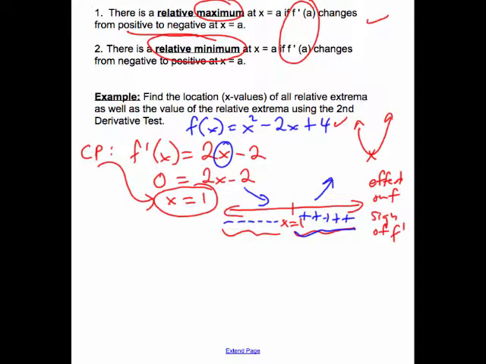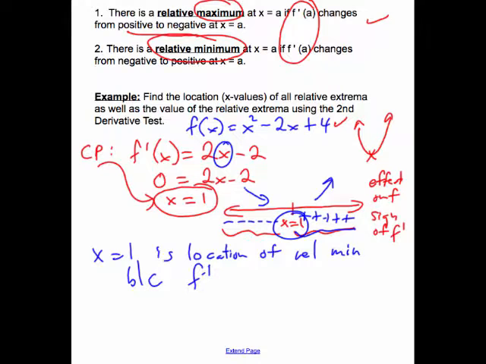I have a change in the sign of the first derivative, from negative to positive, which tells me that x equals 1 is the location of a relative minimum, and I always have to explain why, because the first derivative changed from negative to positive.